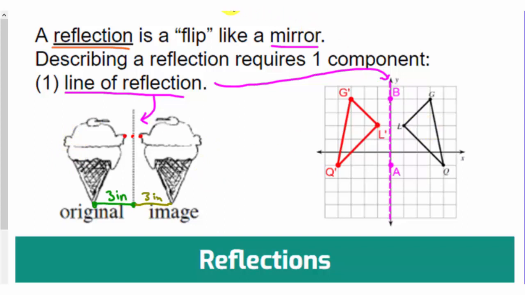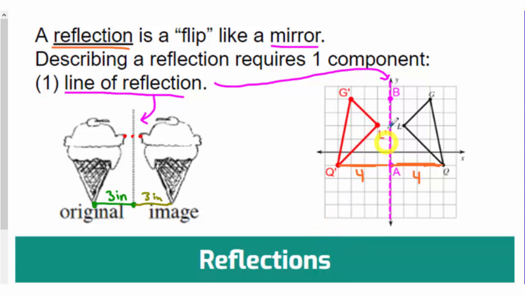Same thing happens on graph paper, so we can measure those distances off graph paper or on graph paper. So for example, the original one here is point Q, so the black shape is the original, and we can count on the grid that it is 4 units away from the line of reflection, and so that's why on the other side, the left side, it's still 4 units away.